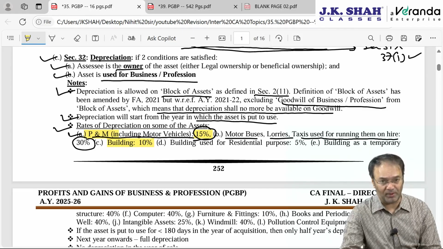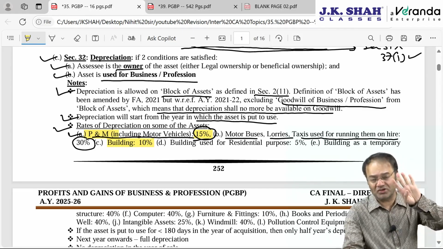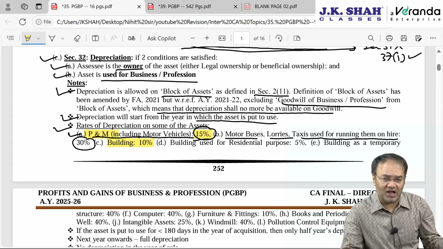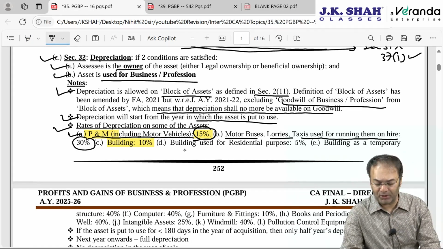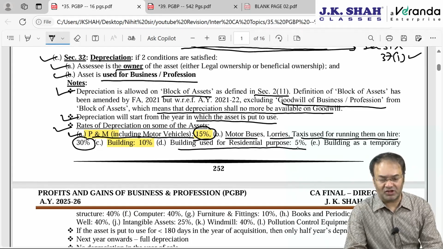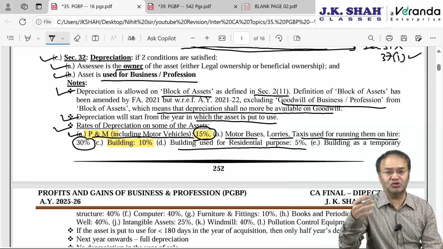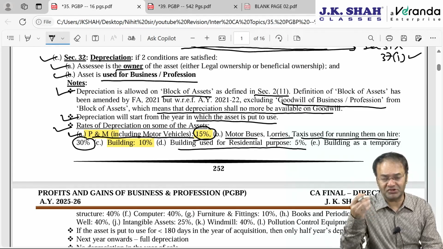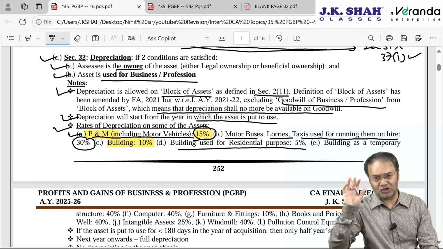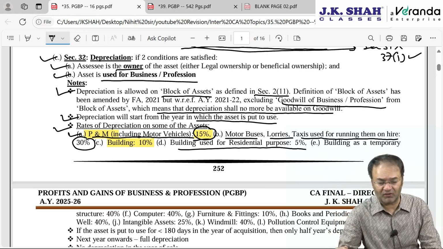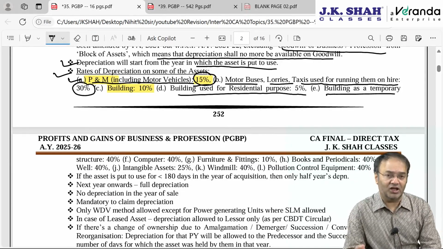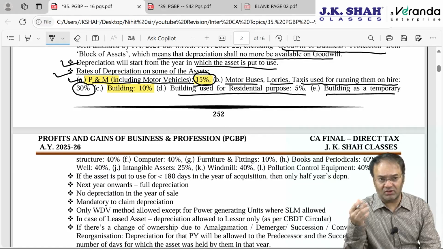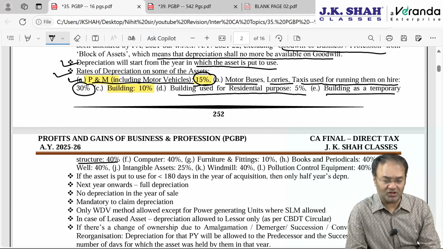Building 10%, you will have to remember. Assets are divided into 4 blocks, and these 4 blocks are further classified into various subcategories. However, if the building is used for residential purpose, like staff quarters, where the company owns the building but it is used for residential purposes of the staff, not for office purpose, not as a factory, then the depreciation rate will be 5%. But if the building is a temporary structure, like in TV serials and movies, where they construct some building which is held for a temporary period, then 40%.